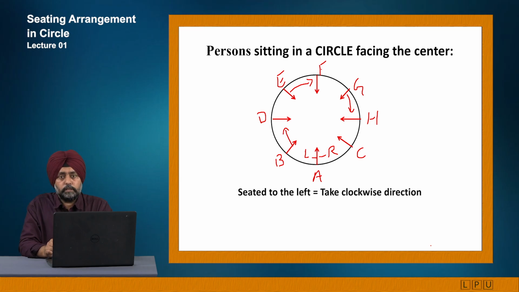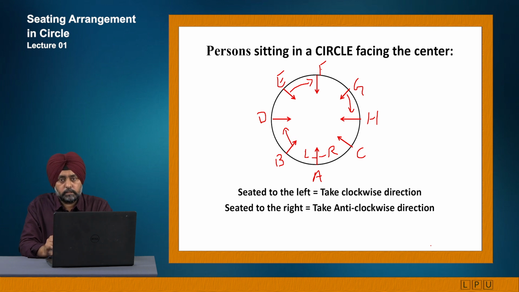So, in a circle, remember, if you want to find left from any point or any person, left will always be in the clockwise direction. Left in a circle means clockwise, so the right in a circle will always be anti-clockwise. Remember these two things, left clockwise, right anti-clockwise.